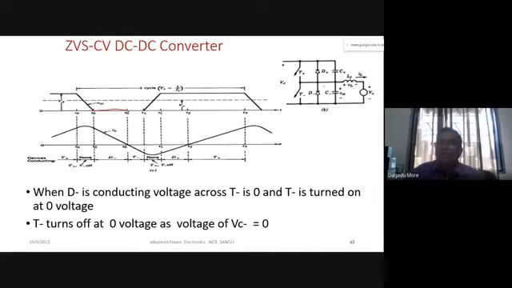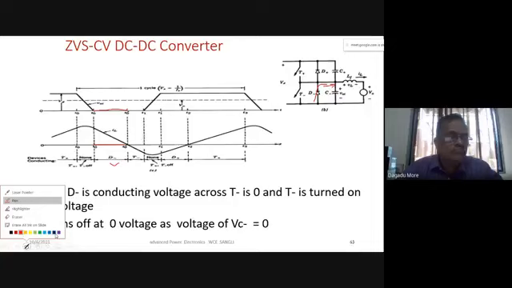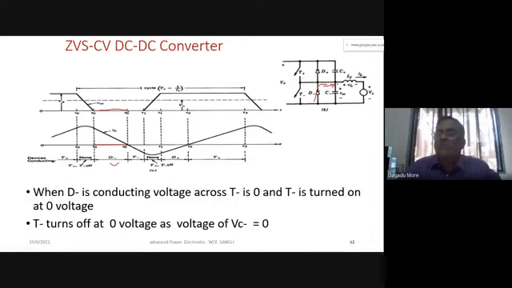Current is positive. Who will supply this positive current? Definitely the diode D minus will give this. So whenever voltage is 0 and current is positive, D minus will conduct. Similarly, what will happen if the voltage is 0 but the current is negative? Let us assume that voltage is 0 but current is negative.